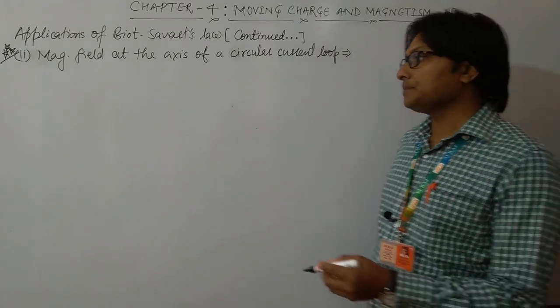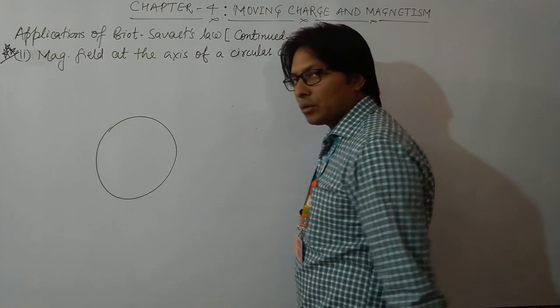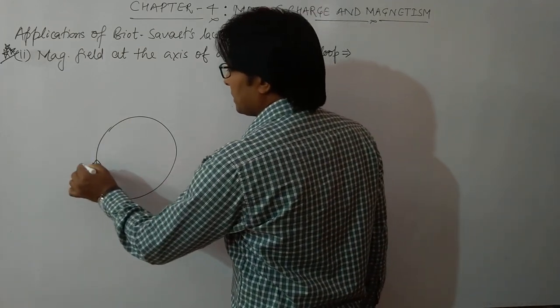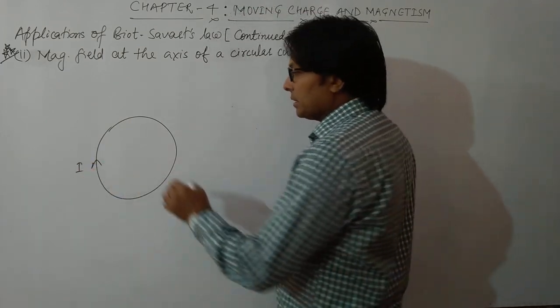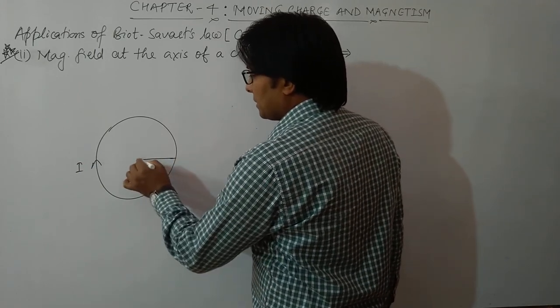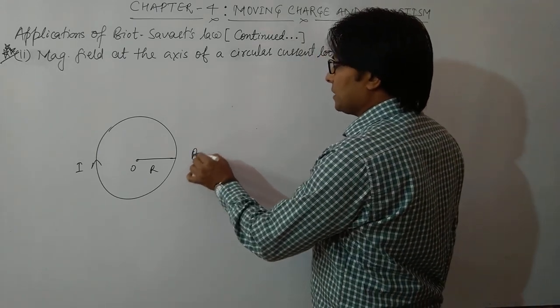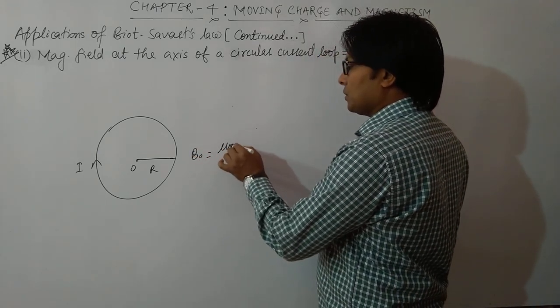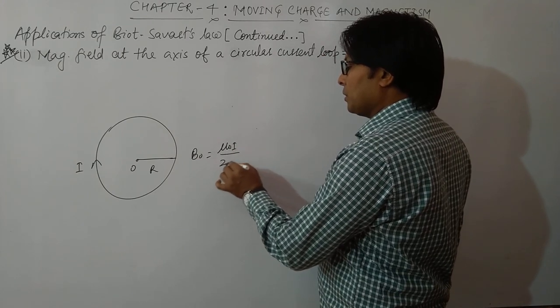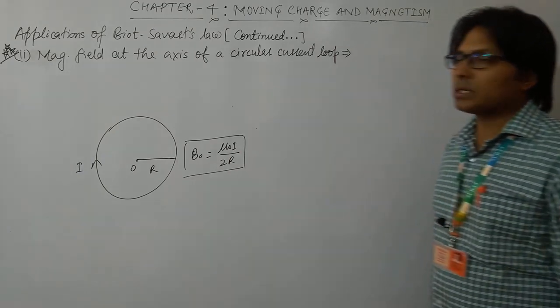As you can recall from that lecture, suppose this is a circular loop which carries a current I in clockwise direction, and the radius of this loop is R. Then at the center of this loop we derived the formula of magnetic field as B0 is equal to mu 0 I upon 2R. So that was the very first application of Biot-Savart's law.